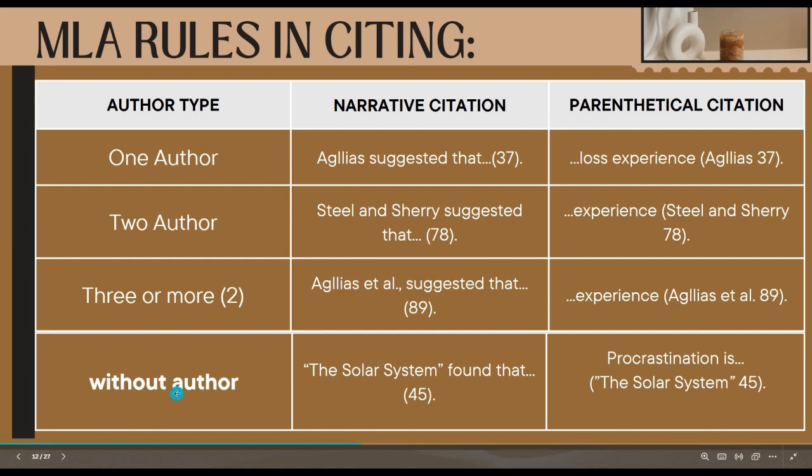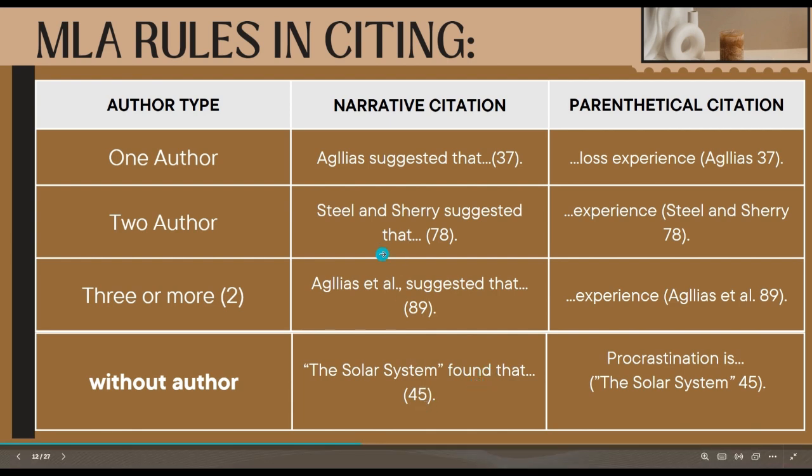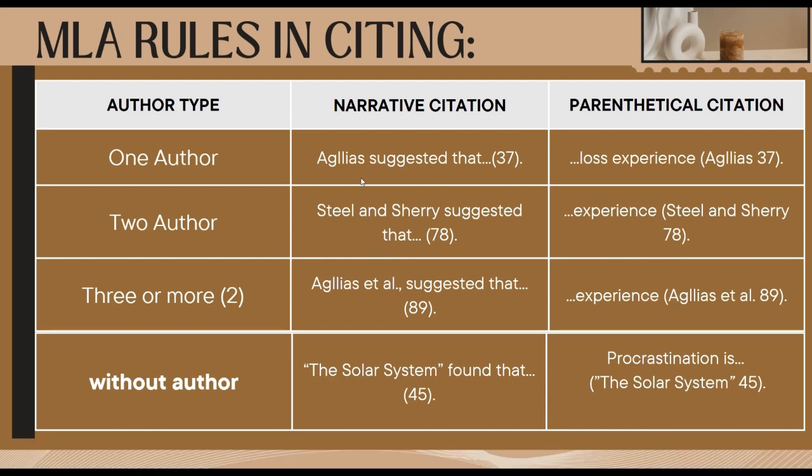If we don't have any authors, simply replace the author's place with the title in quotation marks, and then the page number. In the narrative citation, when we use the MLA, we don't include the year, but we include the page number. But the page number is placed at the ending of the statement in narrative citation. For parenthetical citation, the author's last name and the page number are together.